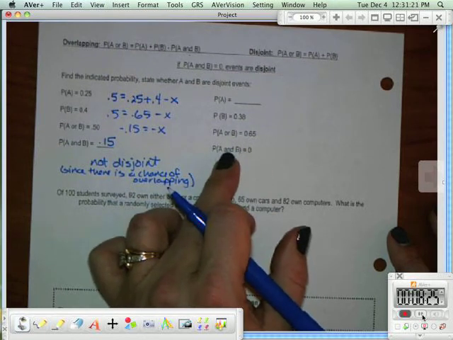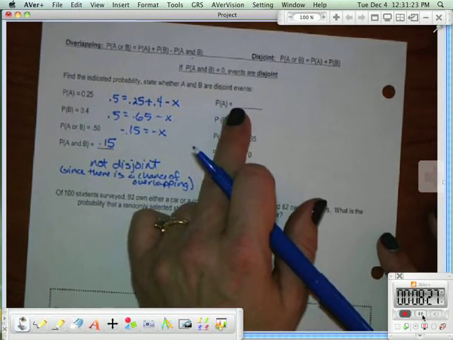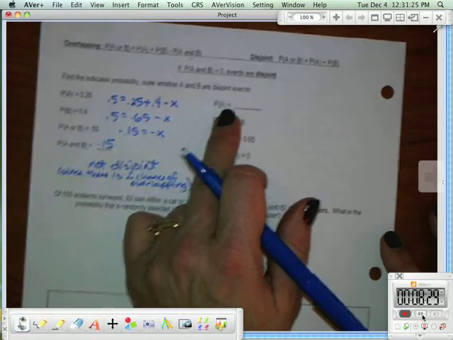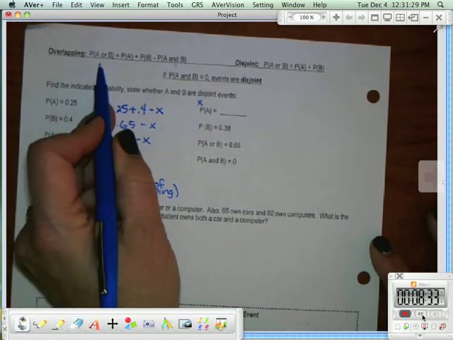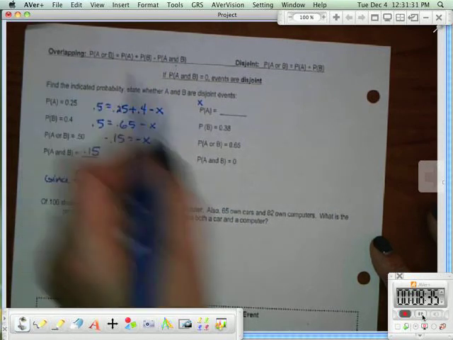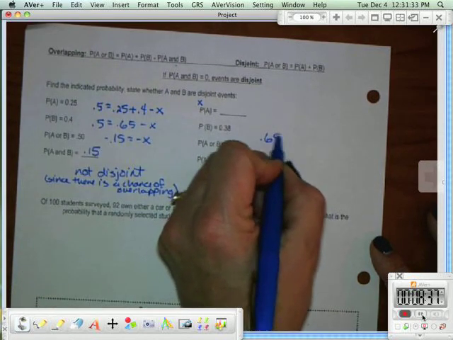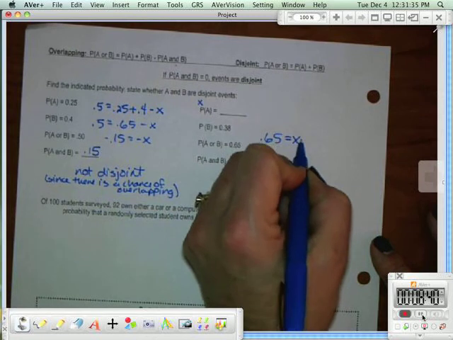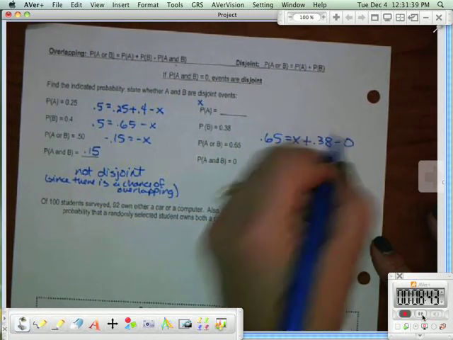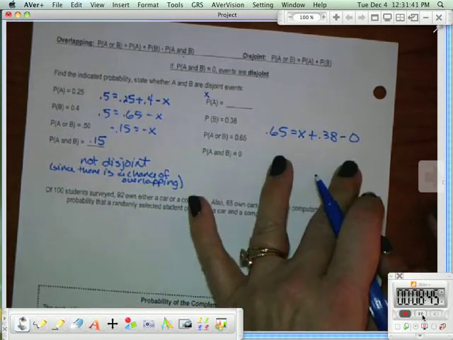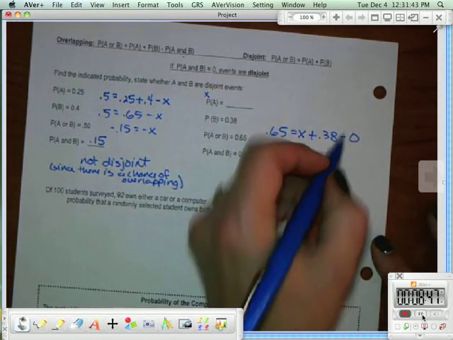So I need to find A. Again, I'm going to make A my X. It's my unknown. So I'm going to plug it into this equation. Probability of A or B occurring is 0.65. Probability of A is unknown. Probability of B is 0.38 minus 0. So really I'm just solving for X. All I have to do, this kind of goes away, is subtract 0.38.